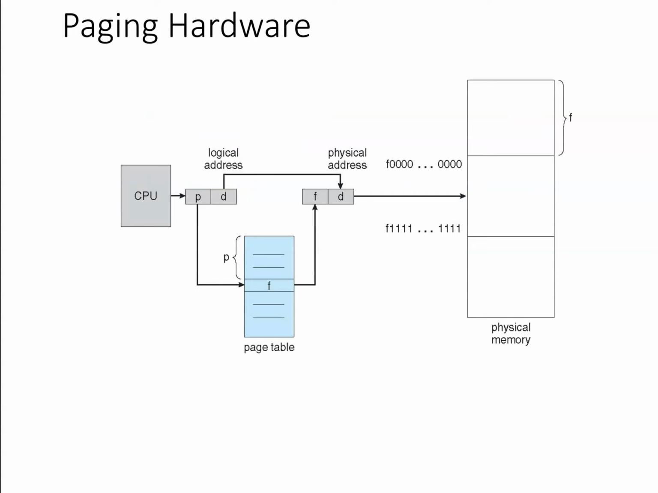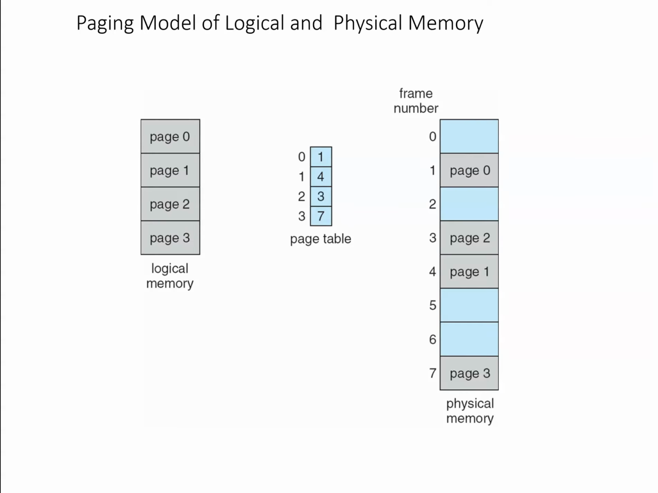Some CPUs have paging hardware. You have a CPU with a page number and an offset that would look up in our page table, which would give us a frame number and an offset, which would lead us to physical memory. So here's how it could look in memory. In logical memory, you've got page 0, 1, 2, 3, right? But the way it could be laid out in the page table is 1, 4, 3, 7, based on how it was located. So our page 0 here would be frame 1, page 1 here would be frame 4, and so on.